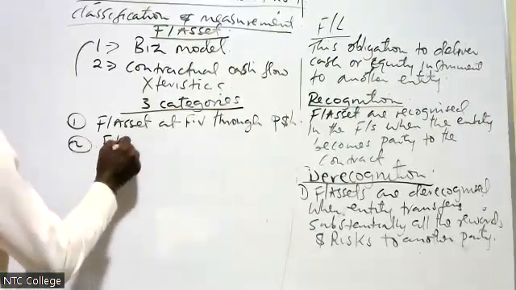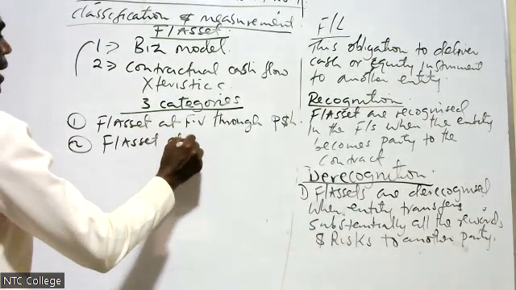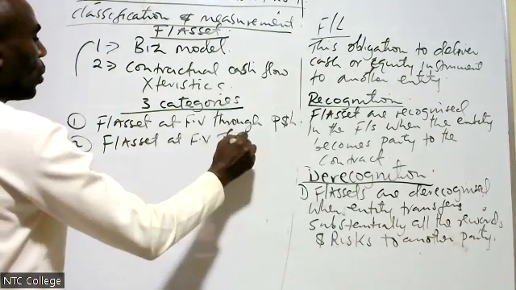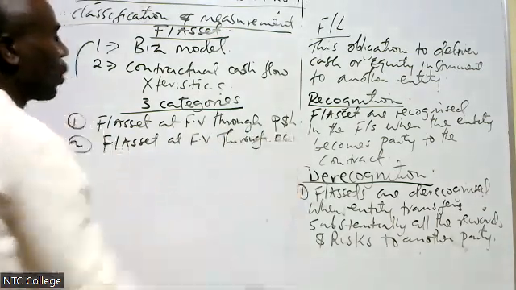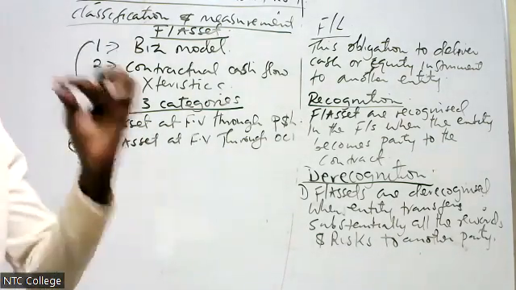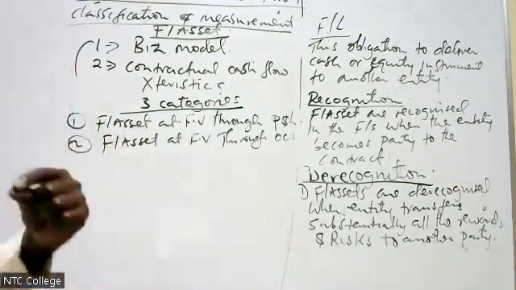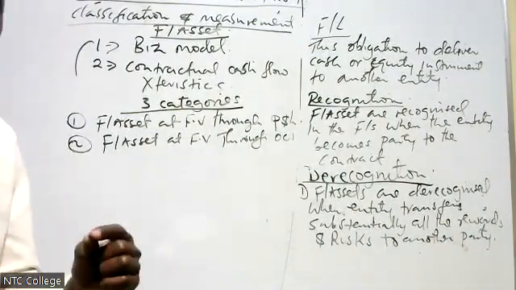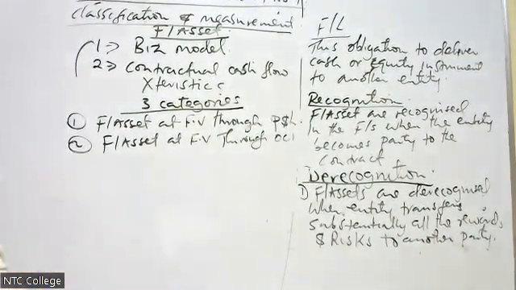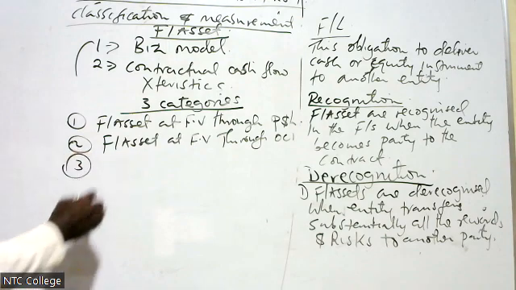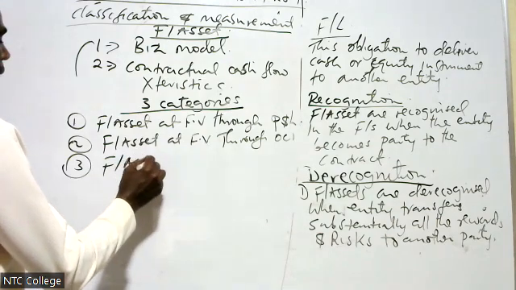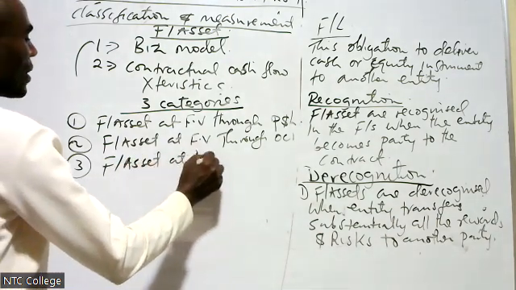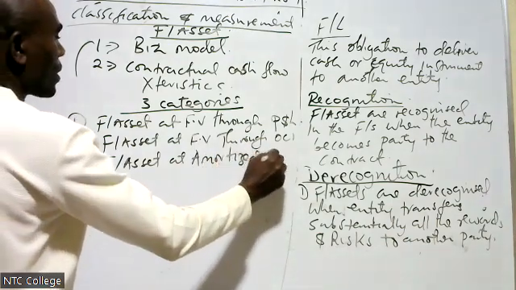Number 2, financial asset at fair value through OCI. OCI means other comprehensive incomes. Financial assets at fair value through other comprehensive incomes or OCI. Then number 3, financial assets at amortized cost.